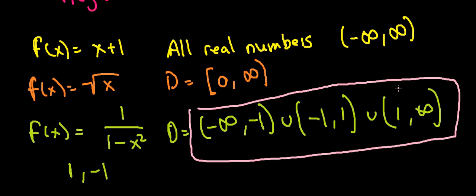And this is how we find domains. All we really need to look for is what numbers will give us an undefined answer by creating a 0 in a denominator, and what numbers will result in a negative number in a radical. Aside from that, all the other numbers are included.